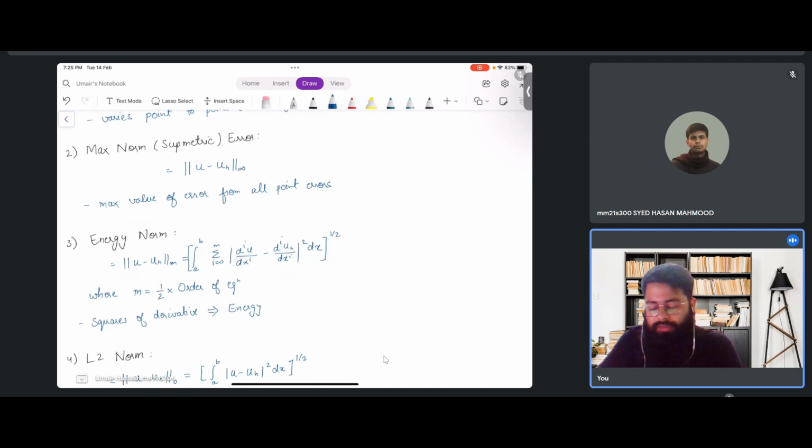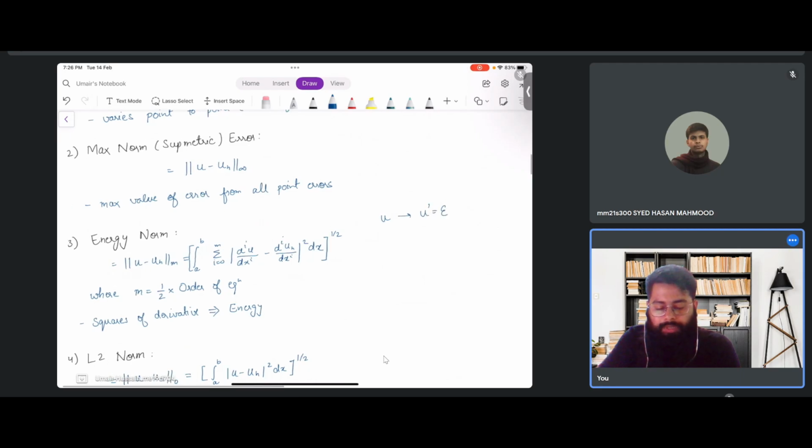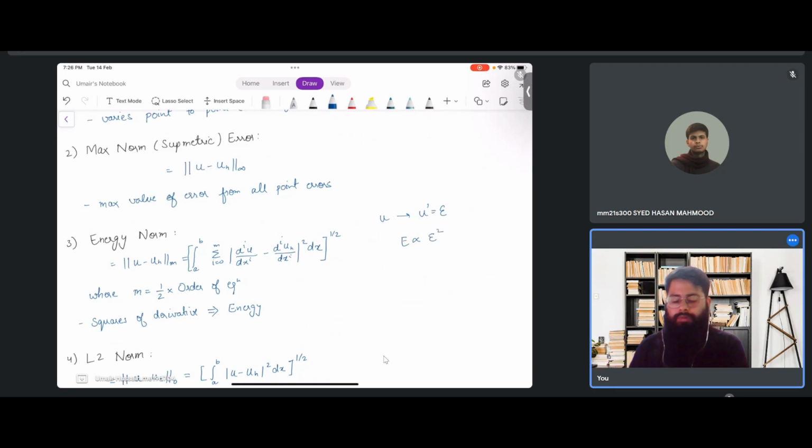It's called energy norm because it consists of the squares of the derivative. You can make an analogy with the axial deformation problem. In that problem, u is the deformation. Then you take the derivative of u, that is the strain, and the energy of your axial bar is basically proportional to the square of the strain, or square of the derivative. So that's why this type of norm is called the energy norm, because it consists of the square of the first derivative of the solution.